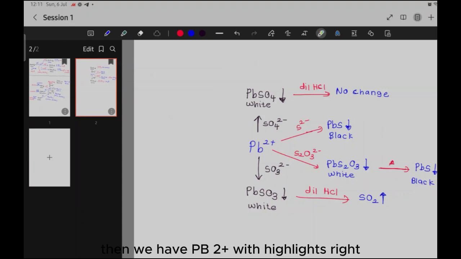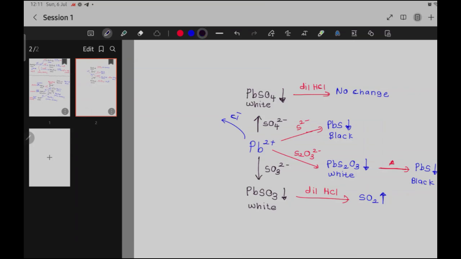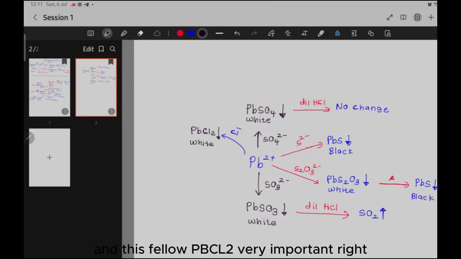Then we have Pb2+ with halides. First one we'll talk about is Cl-. What happens when Cl- is added? You will see PbCl2, which is a white precipitate. And this fellow PbCl2, very important.